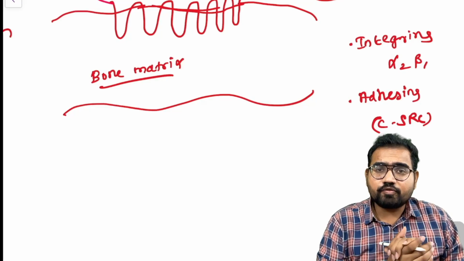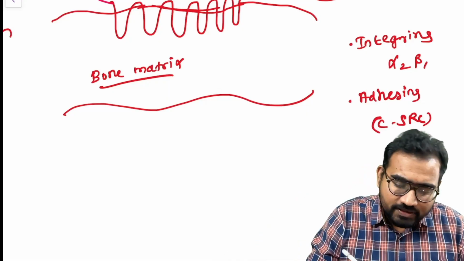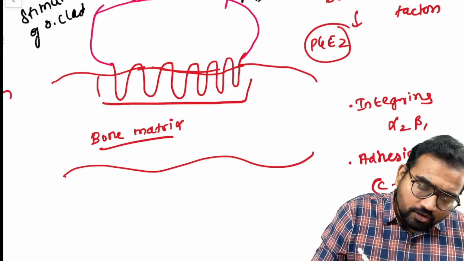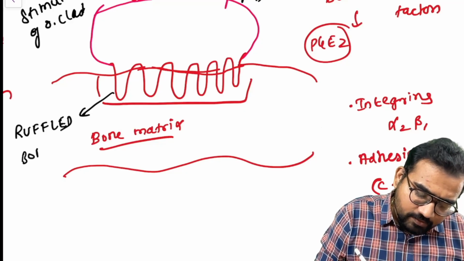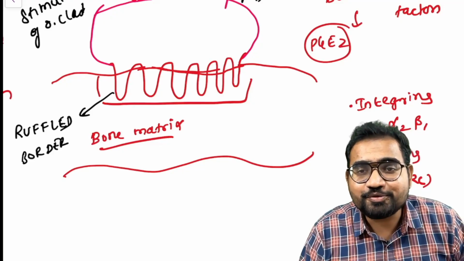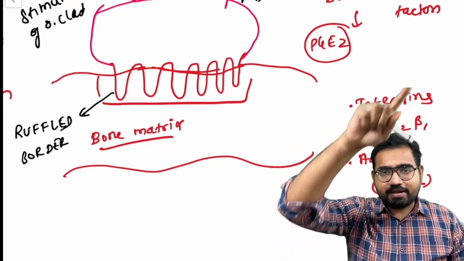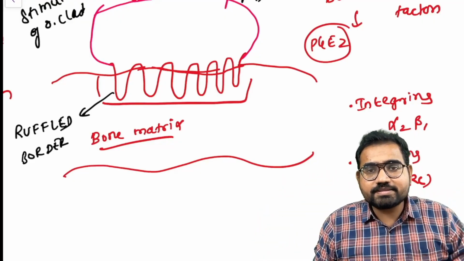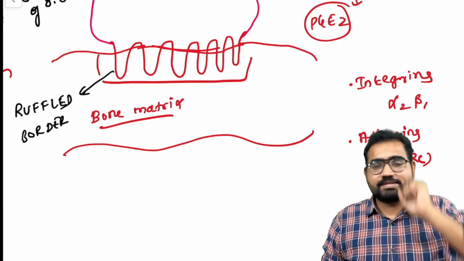Once it attaches itself to the bone, it forms projections of the plasma membrane into the bone. These are all the projections of the plasma membrane into the bone. I'm going to call this the ruffled border. When I see an osteoclast with a ruffled border, it means it is ready to resorb the bone. So once the osteoclast is stimulated by RANK-RANKL interaction, it attaches itself to the bone by integrins and certain adhesins, and also extends the plasma membrane into the matrix.